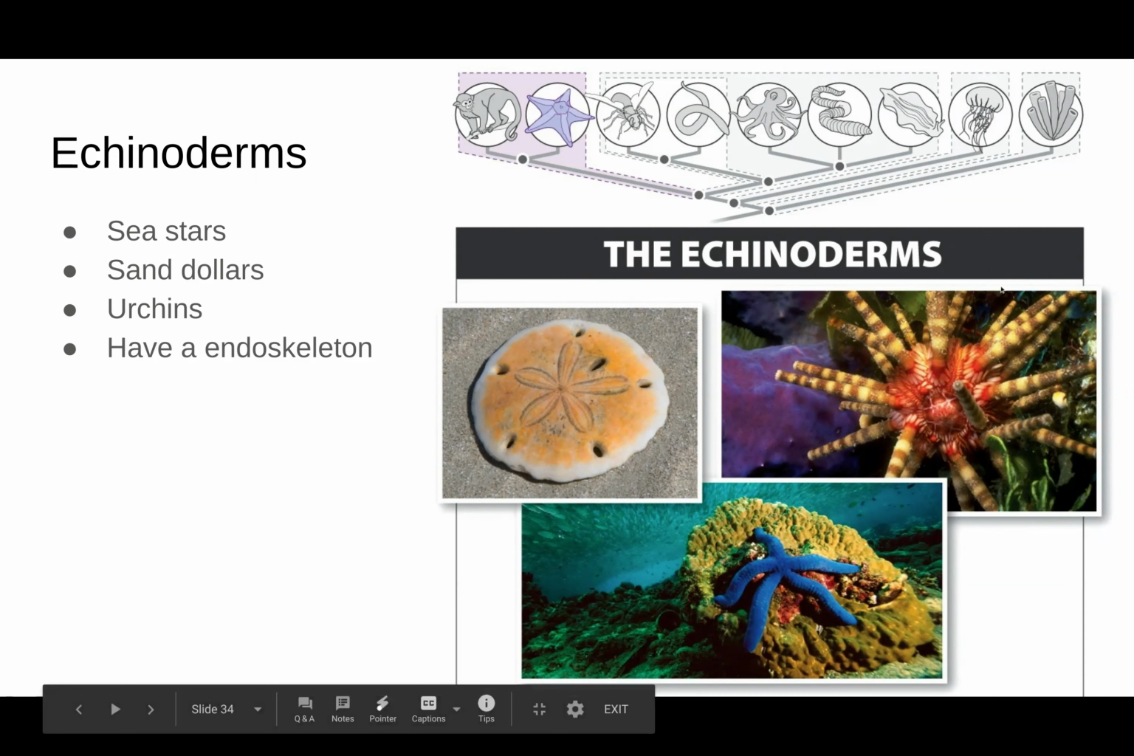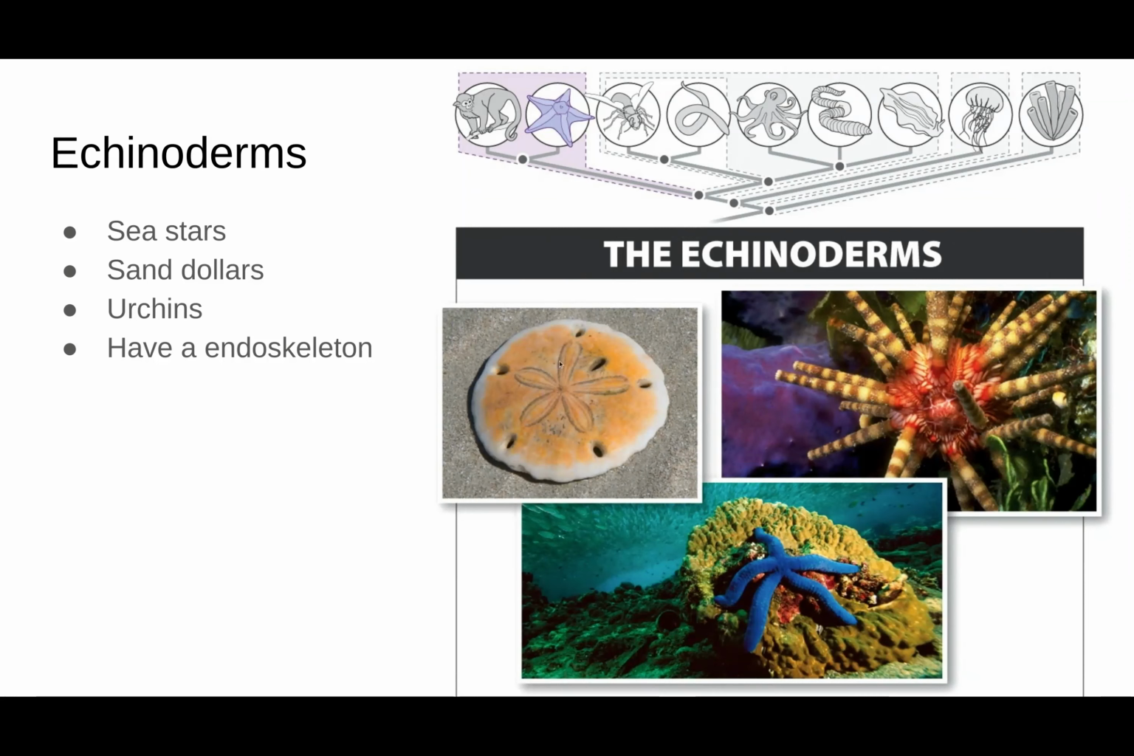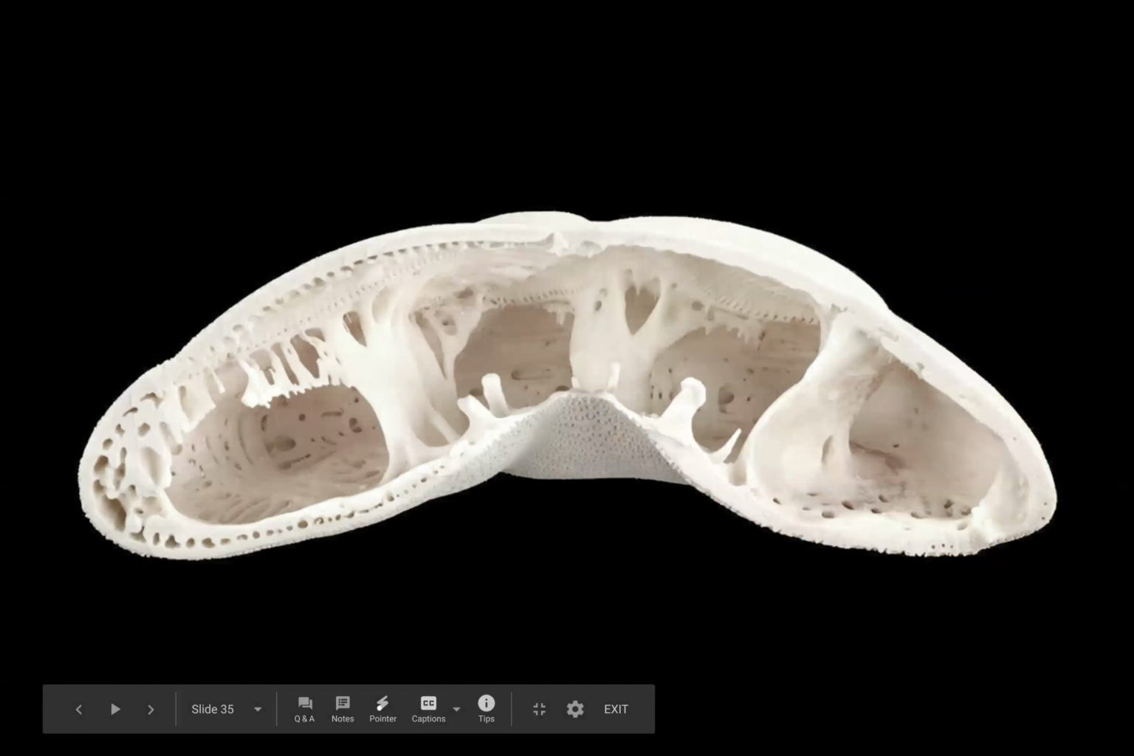You know, this looks like a spiky ball. This looks like just a star. This just looks like a rock. But they all are related. They do share one thing in common, and that is their endoskeleton.